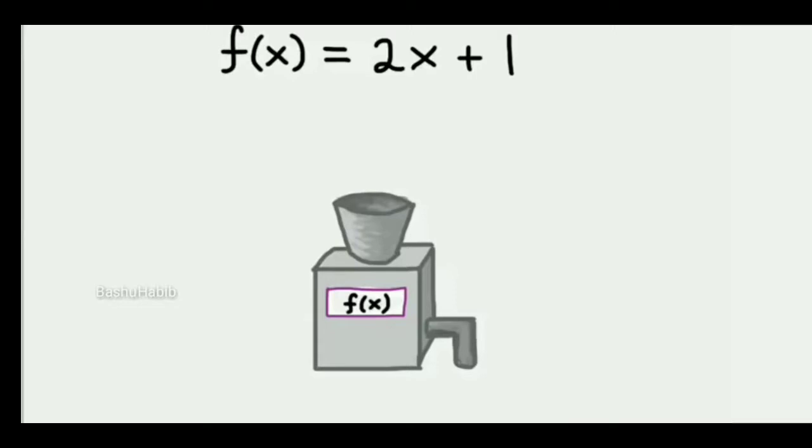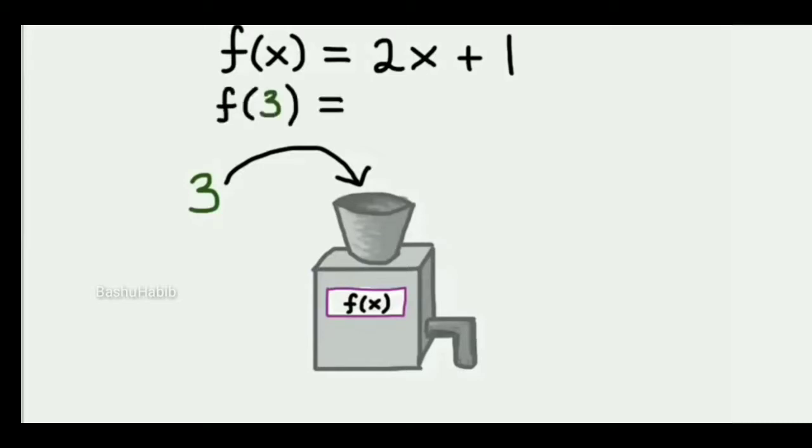f(x) = 2x + 1 is a good example of a function. And you can think of f(x) as a machine, kind of like a juicer. But instead of putting fruit in this machine, we're going to put numbers. And for each number we put into this machine, we can expect to get one number out of the machine. So for instance, if I take the number 3 and I put it in this function, this machine, I can expect to get one number out.